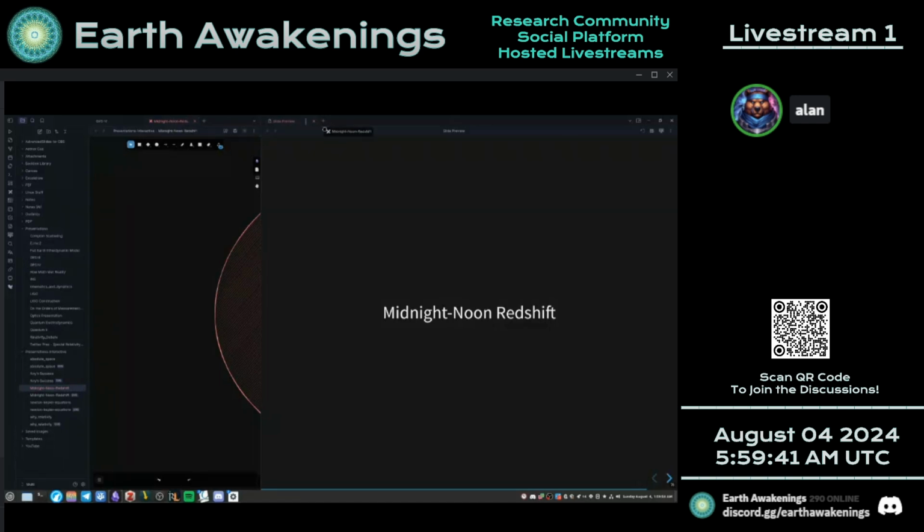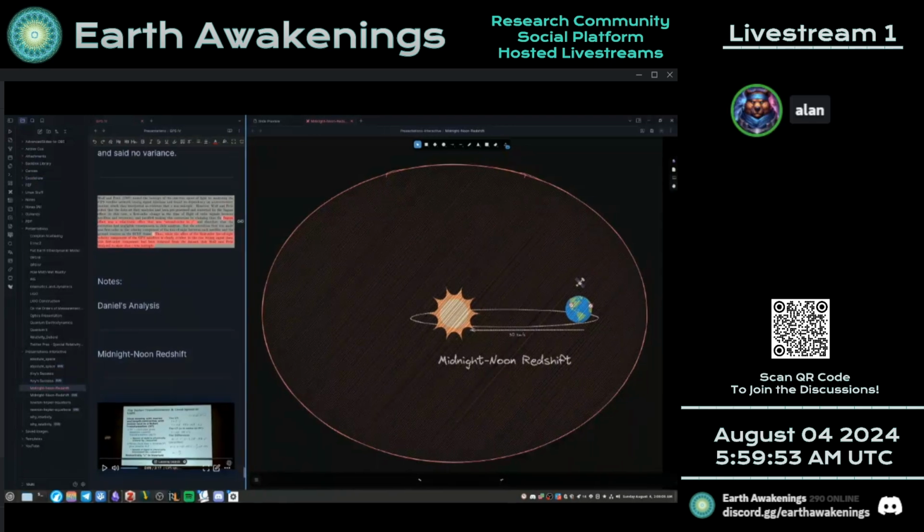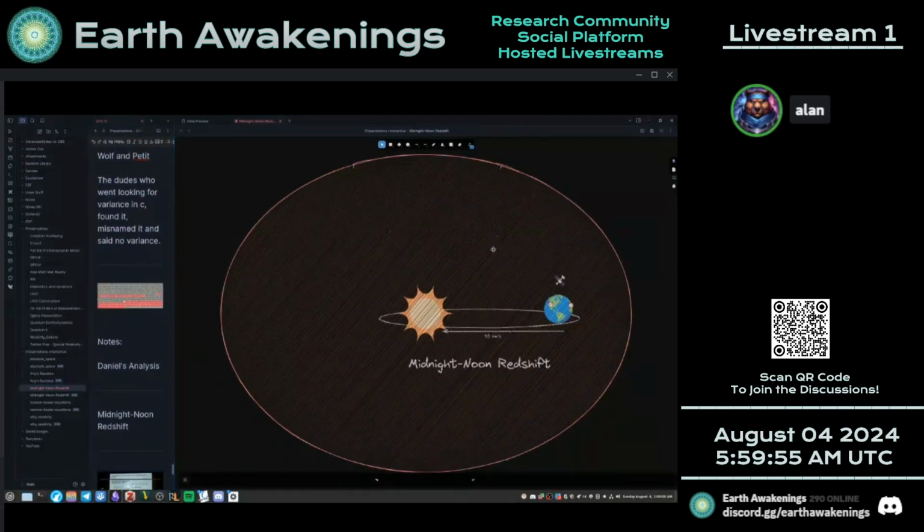So now we're going to look at the midnight noon redshift problem. In the 70s, it was pointed out that there should be atomic clock corrections for midnight noon redshift. What this means is that a clock on the Earth when noon is facing the sun is going to be closer to the sun. And on the other side of the Earth, about 6,000 or 7,000 miles away, at midnight, it's going to be at a different gravitational potential relative to the sun, right?